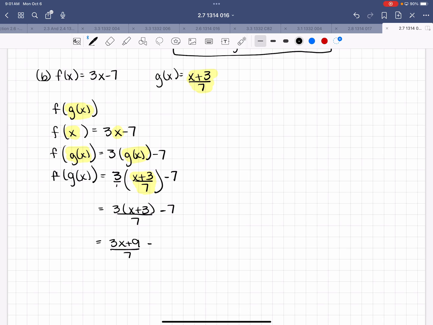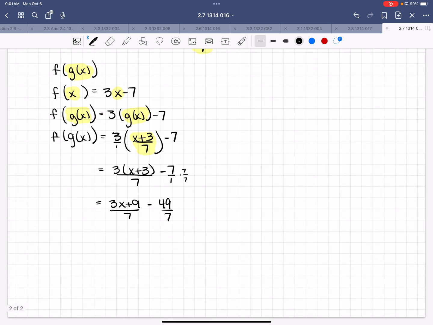now I know I'm going to have to put those together. Well, this is 7 over 1. If I need a common denominator of 7, that means I got to multiply both the top and bottom by 7. So that's really 49 over 7. And think about it, 49 divided by 7, that's 7. Okay? So that gives me (3x plus 9 minus 49) all over 7. And so I get f of g of x is going to equal (3x minus 40) all over 7.